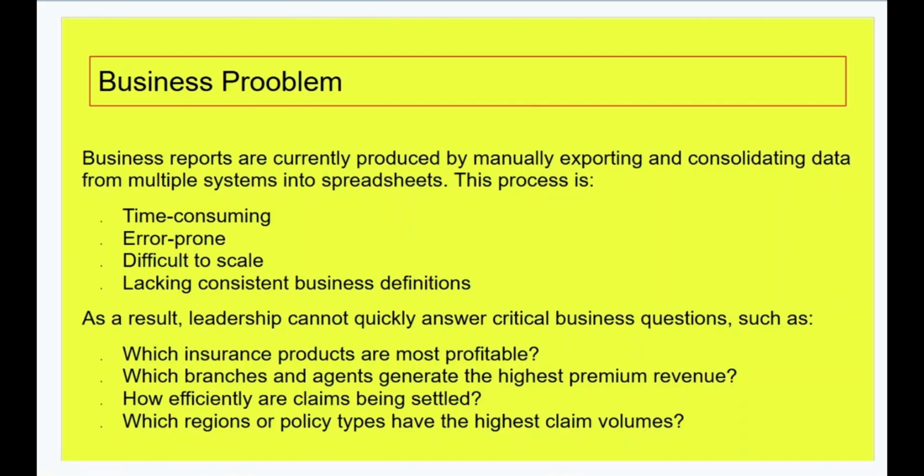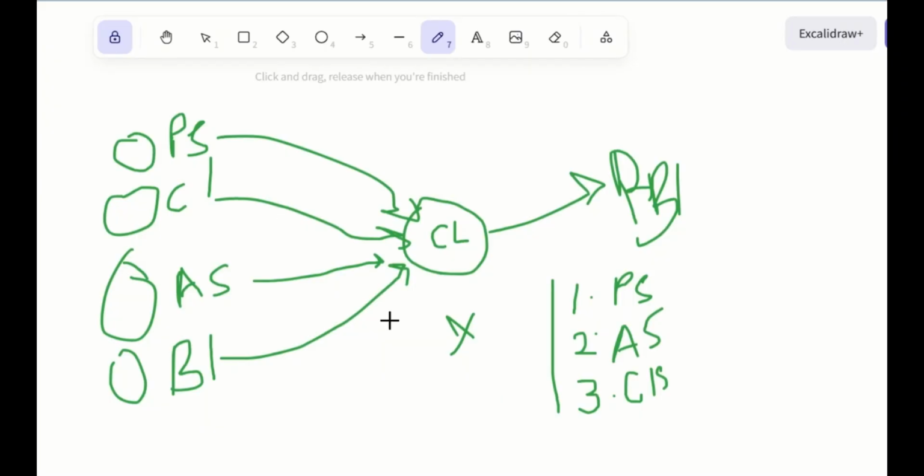And the fourth question is, which region or policy types have the highest claims volume? Let's say the data is found in the policy system.